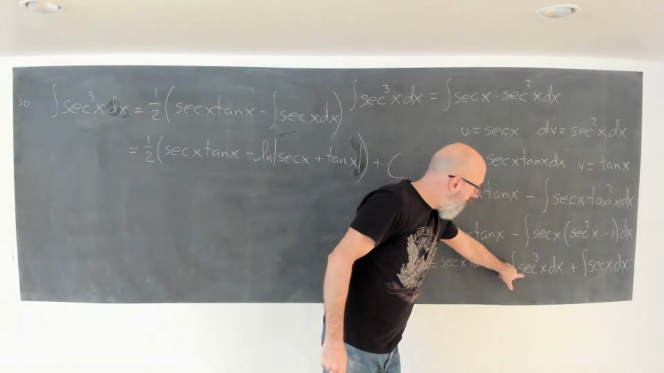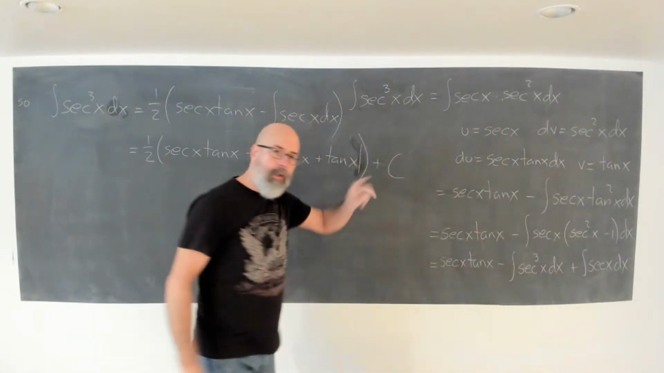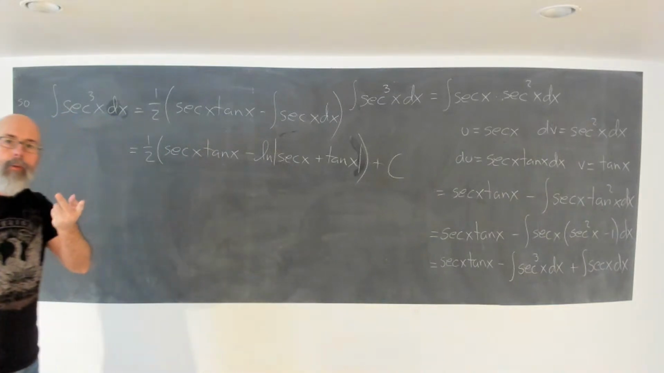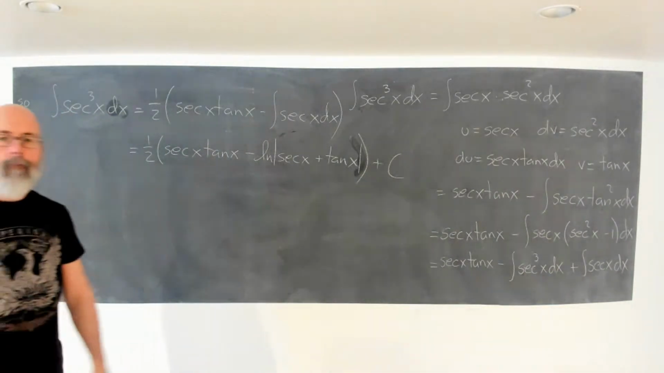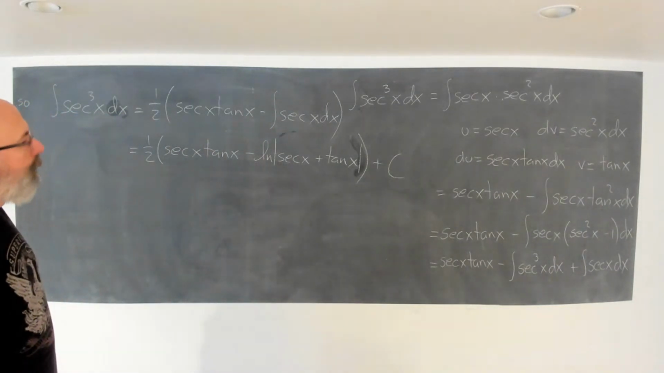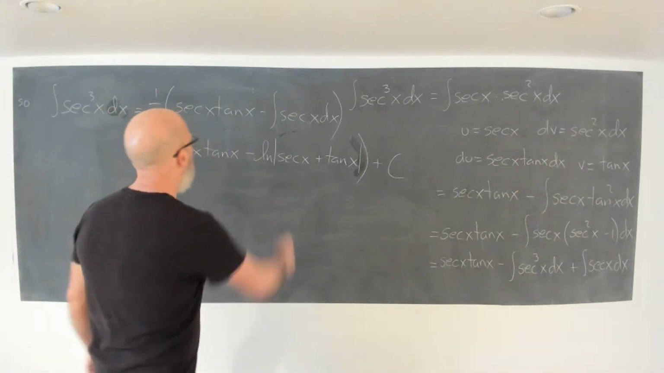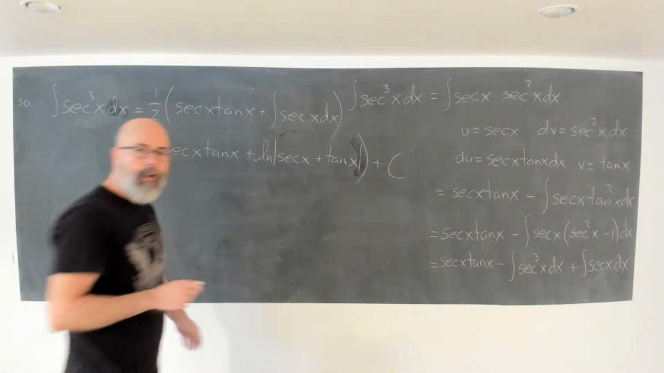If you bring this secant cubed to the other side, you get two of them, and we divide by 2. Yeah, y is a negative. It's not negative. It's not negative. Thank you.